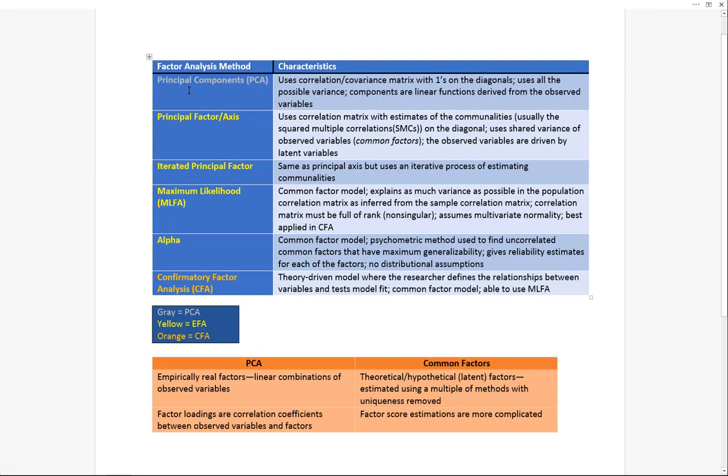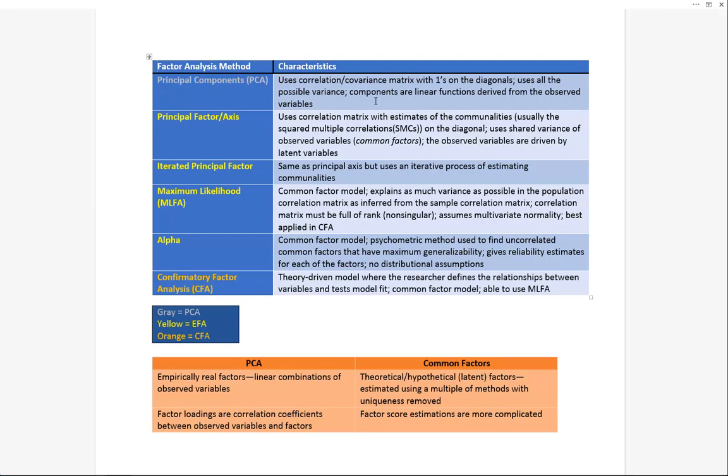If you look here at the top one, when we're looking at the factor analysis method, we first have principal components. I want to talk about what the characteristics are of principal components analysis and then compare that to the other analyses that are talked about in the text. Principal components, or PCA, uses a correlation or covariance matrix with ones on the diagonals of that matrix. It uses all the possible variance, and components are linear functions derived from the observed variables.